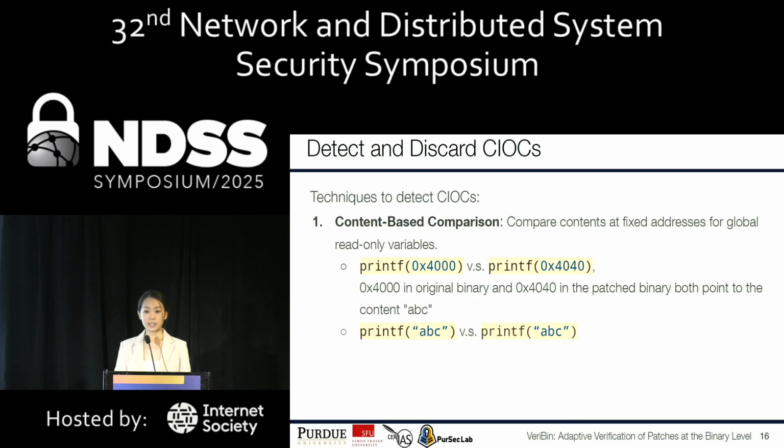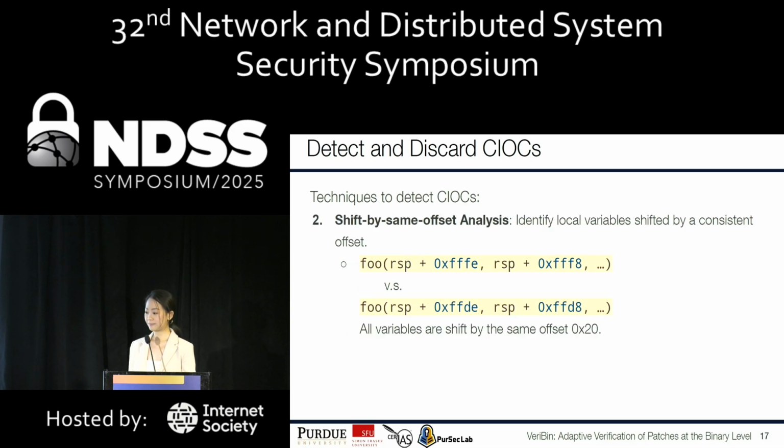VeriBin uses 3 heuristic-based techniques to detect those compiler-introduced offset changes. The first method is comparing the contents at fixed addresses for global read-only variables. In this example, we directly compare the content at these 2 memory addresses, and it turns out that they both contain the same content ABC.